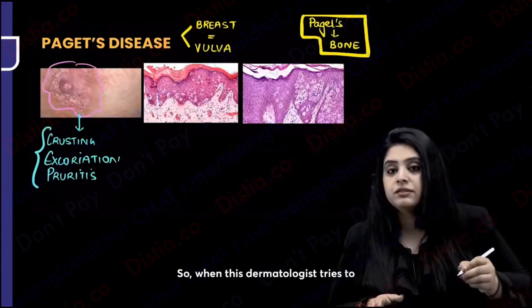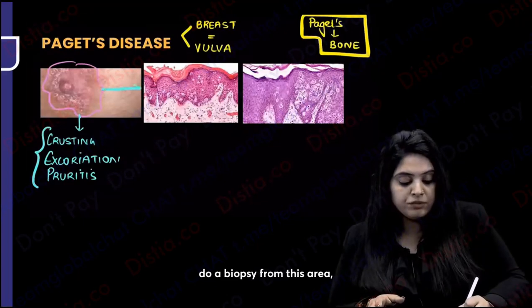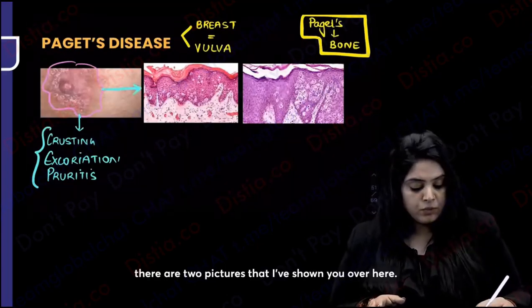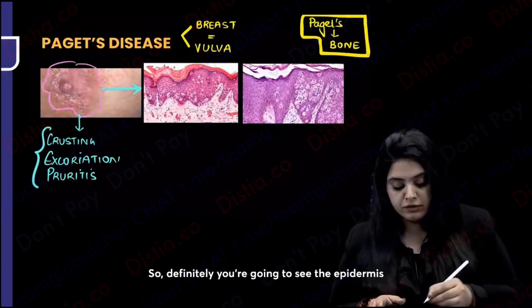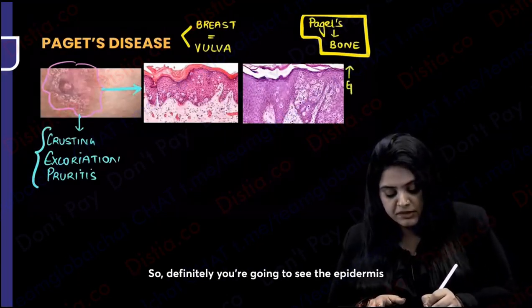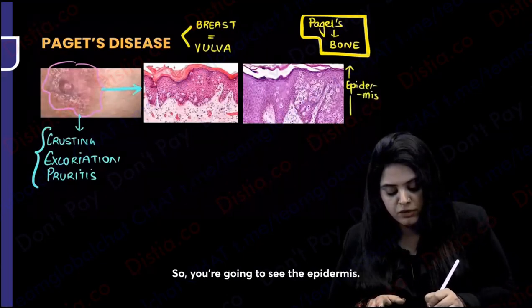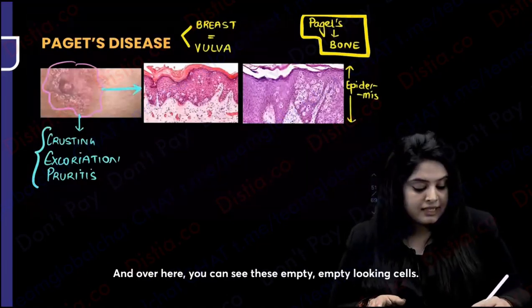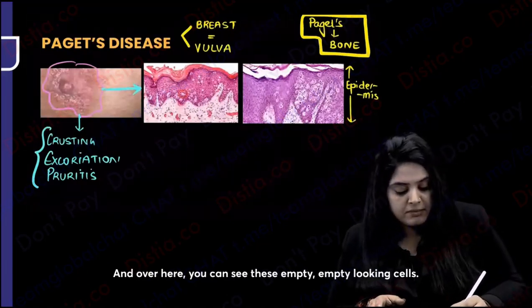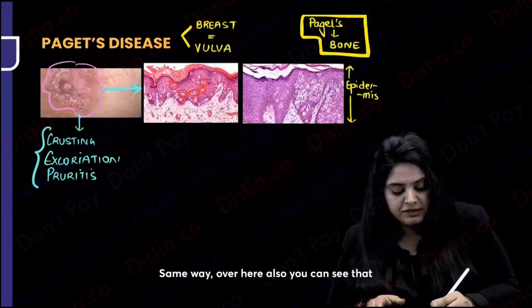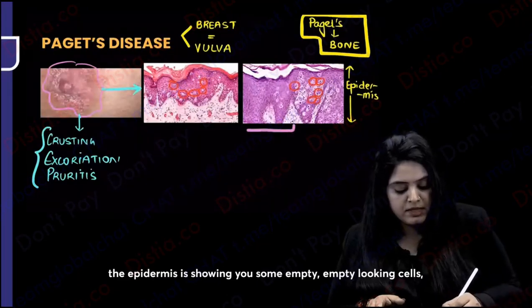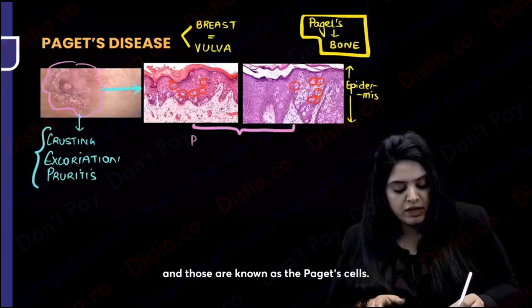So when this dermatologist tries to do a biopsy from this area, there are 2 pictures that I've shown you over here. So definitely you're going to see the epidermis because you've done the biopsy from the skin. And over here, you can see these empty looking cells. Same way over here also you can see that the epidermis is showing you some empty looking cells, and those are known as the Paget's cells.